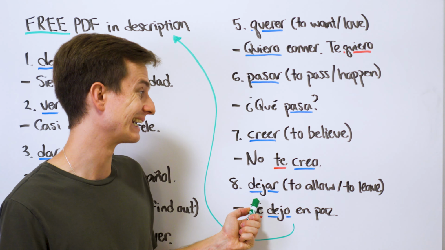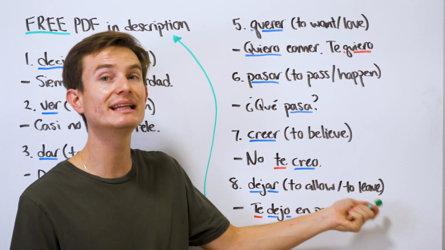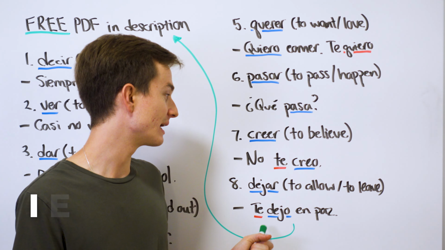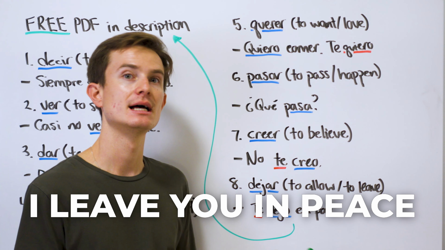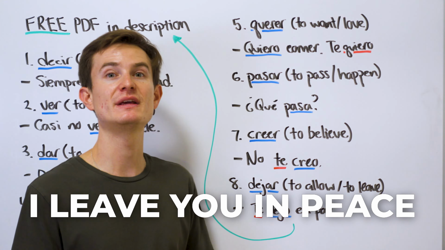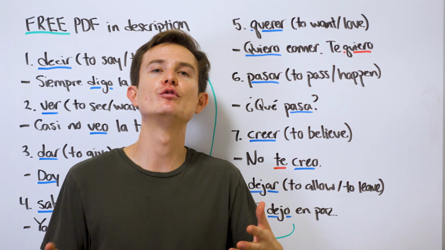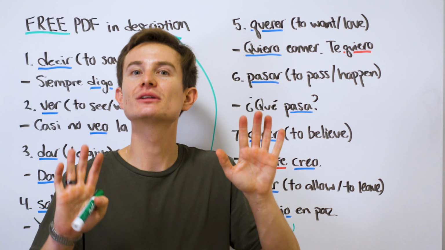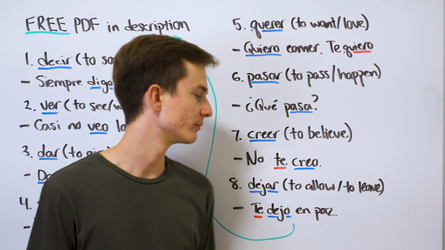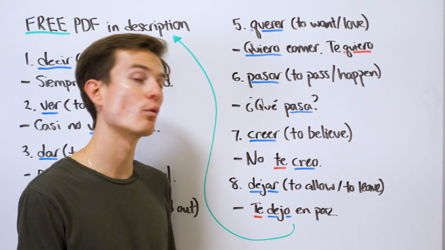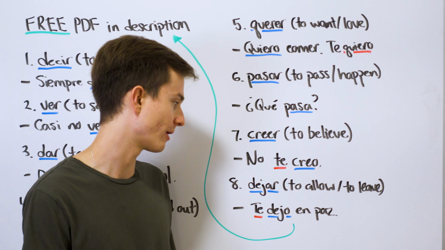Next, dejar, to allow or to leave, okay? For example, te dejo en paz. Literally, I leave you in peace, or the idea is I will leave you alone. Like, all right, see you later, te dejo en paz. I'll leave you alone, okay? I leave you in peace. Te, once again, being that object pronoun, okay?